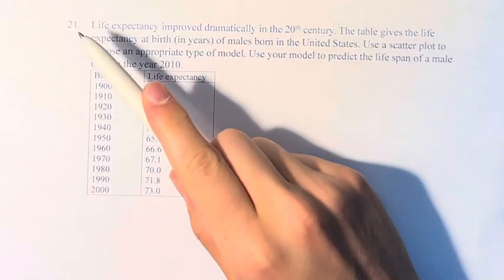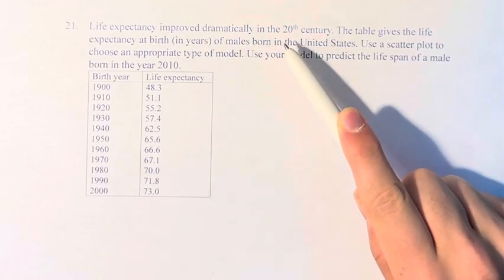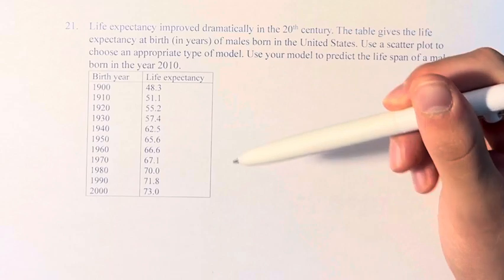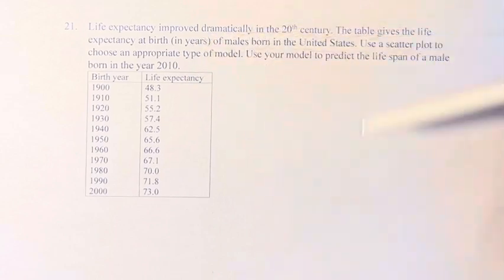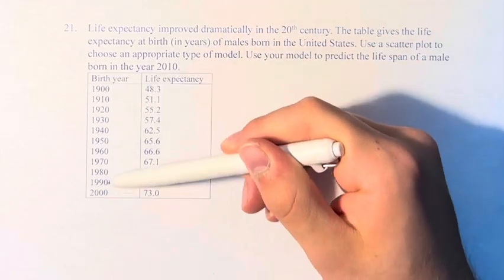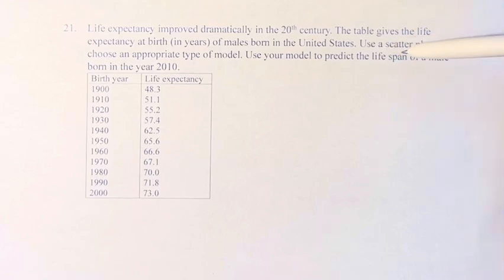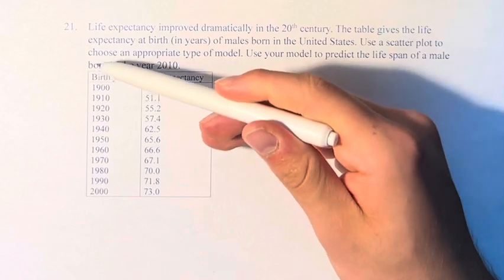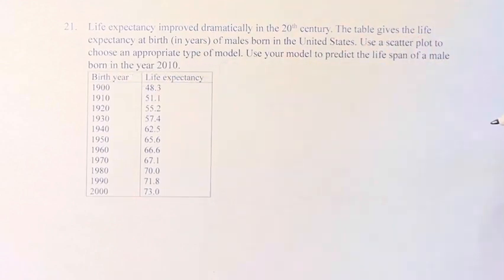In this problem, we're told that life expectancy improved dramatically in the 20th century. We're given a table which shows life expectancy at birth, in years, of males born in the United States based off of their birth year. We're asked to use a scatter plot to choose an appropriate type of model and to use your model to predict the lifespan of a male born in the year 2010.